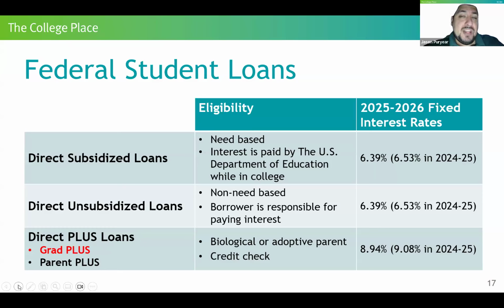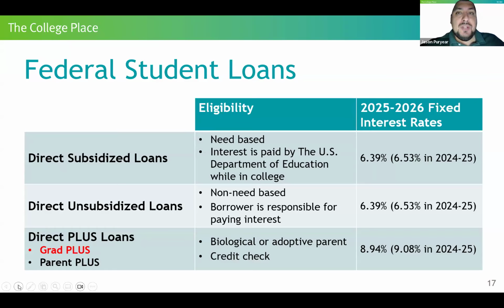The rates are set for the life of the loan. You can see here that they're a little bit lower than they were last year. These rates are reset essentially every year on or around July 1st. But unsubsidized loans are non-need based, so it doesn't matter what your student aid index is. You can use unsubsidized loans to help you pay for your education, but then the interest accumulates from the time you borrow these funds as well.